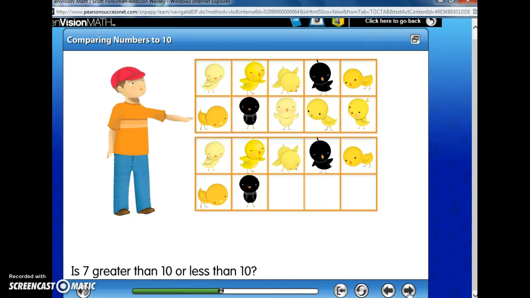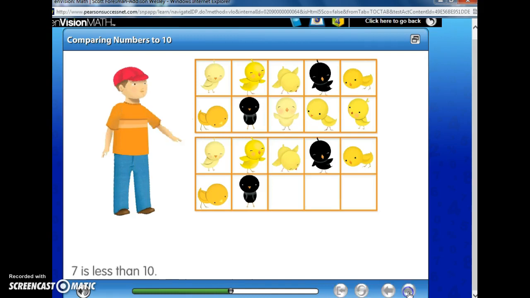I hear a lot of people saying what I think is the right answer. Gigi, head up, please. Is it greater or less? Good. 7 is less than 10. How do you know? How do we know? Someone raise your hand and tell me. Heads up. Jack?